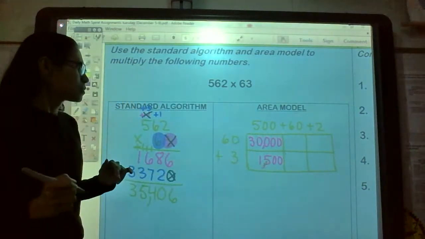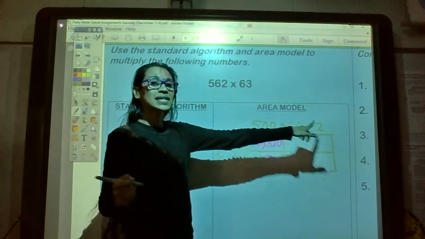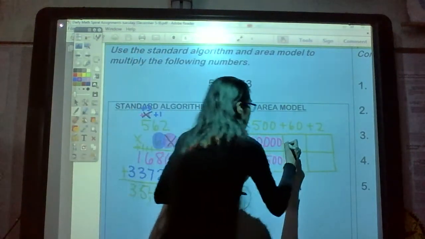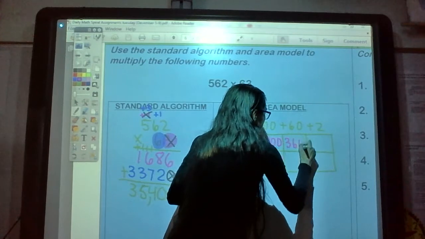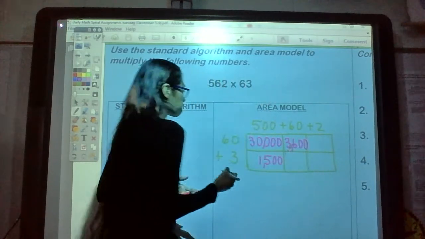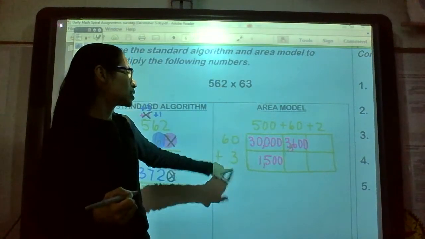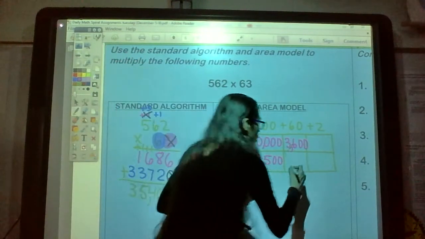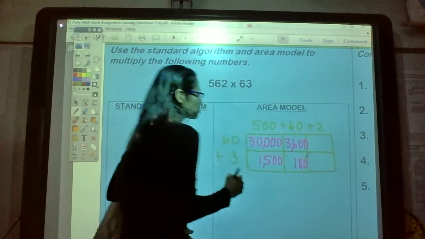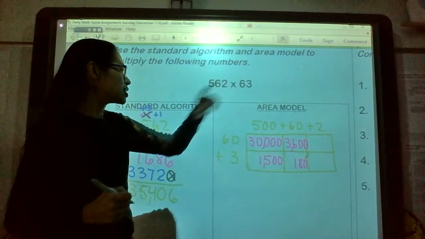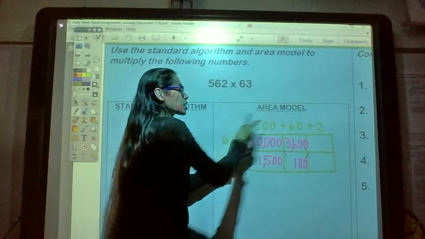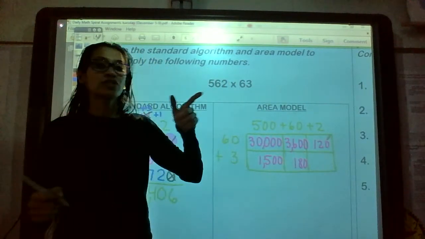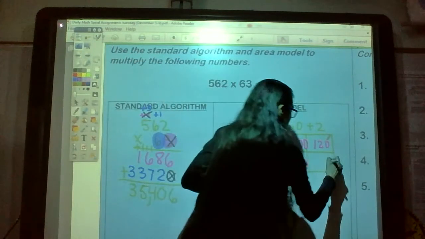1,500. The next one, 60 times 60 is like doing 6 times 6, which is 36. And then add your 2 zeros. And 60 times 3 is like 6 times 3, which is 18, add 1 zero, 180. Next, 60 times 2 is 6 times 2 is 12. Add your 0. 3 times 2 is 6. Now what do we do?